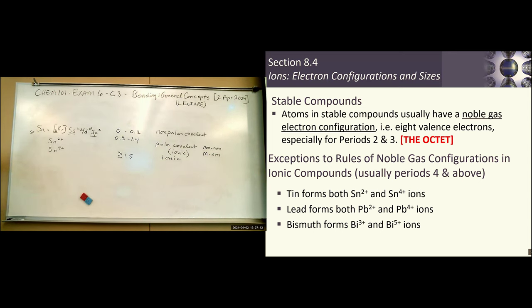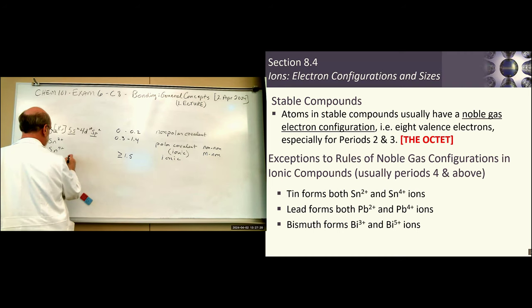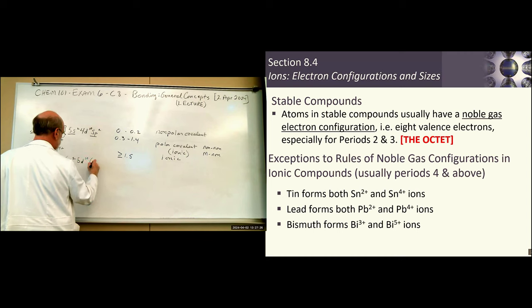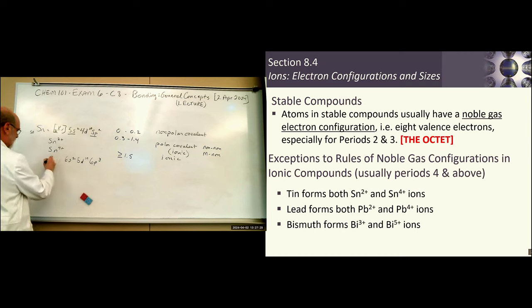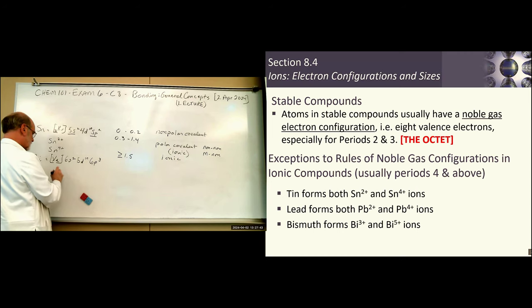Bismuth is here. So it's going to have a 6s2, 5d10, and a 6p3. And then its core, bismuth is here, so its core is going to be xenon. And this is bismuth. So for this one, you can either lose these three and produce a bismuth 3+, or you can lose these three and those two and make a bismuth 5+.